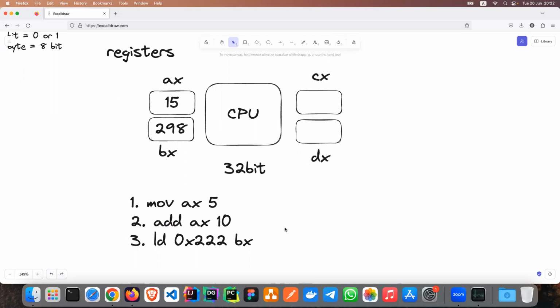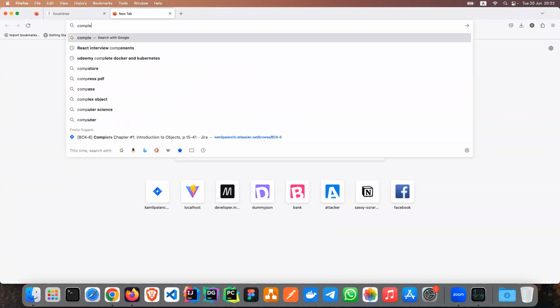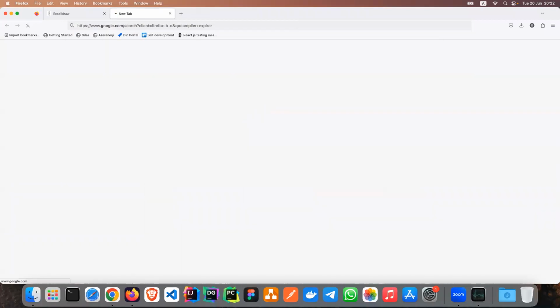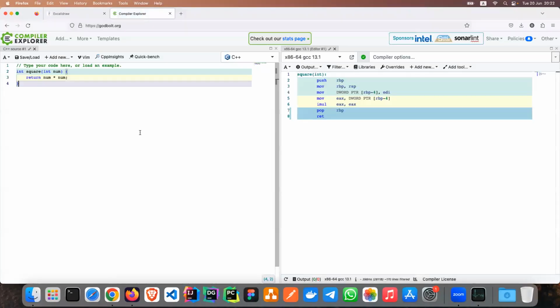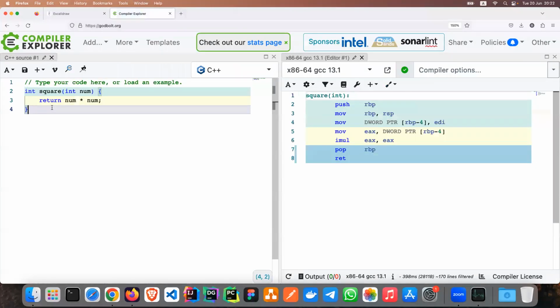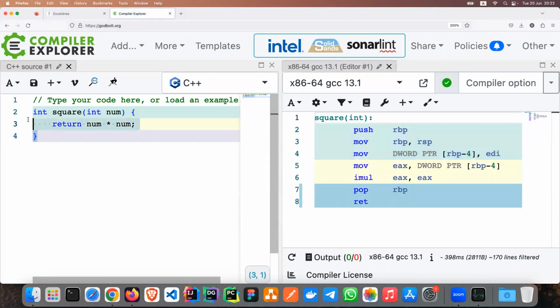Okay. I can show you some examples. For example, I will go to Compiler Explorer. We'll have some examples here. Look at this code. Can you explain it, even if you don't know this programming language? It's some code written in C++.